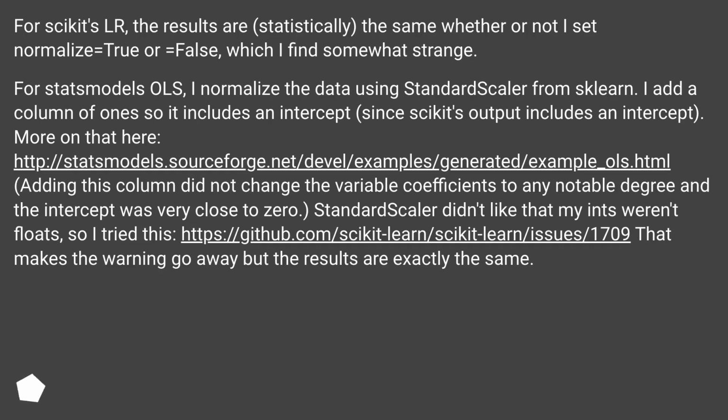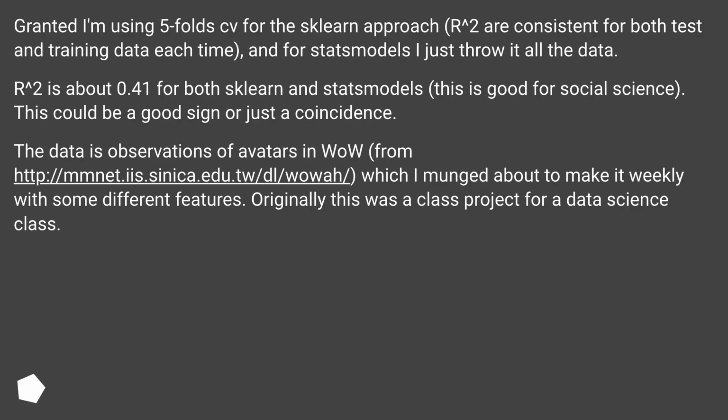StandardScaler didn't like that my ints weren't floats, so I tried this. That makes the warning go away, but the results are exactly the same. Granted, I'm using 5-fold CV for the Scikit approach, R² are consistent for both test and training data each time, and for Statsmodels I just throw it all the data. R² is about 0.41 for both Scikit and Statsmodels. This is good for social science. This could be a good sign or just a coincidence.